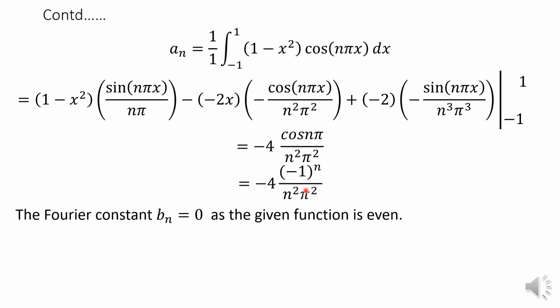And remember, this function is even. For even functions, the third Fourier constant Bn is equal to 0. You might all know this condition. So for an odd function, the first and second Fourier constants, a0 and an, are zeros. For an even function, the third Fourier constant is 0. Therefore, you don't calculate the value of Bn. Straight away you can write Bn is equal to 0 as the given function is an even function. So we have determined all the Fourier constants a0, an and Bn. Substitute them in the given form.